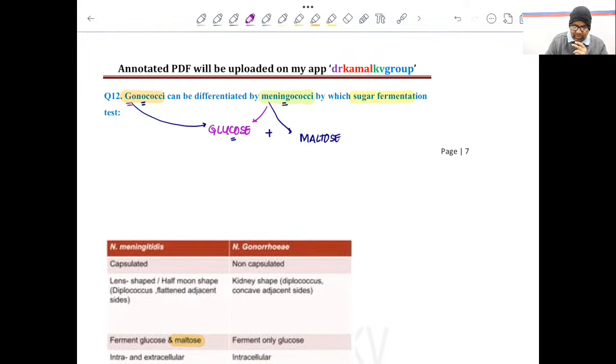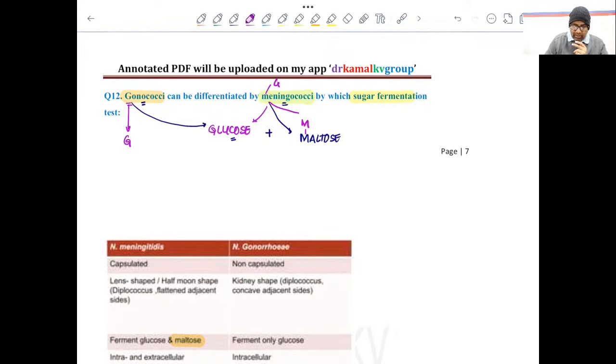So this is one important term here, and you can remember G for G, and here apart from G you have to remember M also. So M for maltose, right? So this is one way.